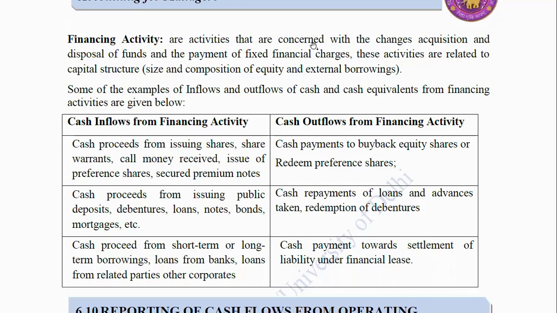Cash inflows from financing activity: cash proceeds from issuing shares, share warrants, call money received, issue of preference shares, secured premium notes, cash proceeds from issuing public deposits, debentures, loans, notes, bonds, mortgages, etc. Cash proceeds from short-term or long-term borrowings, loans from banks, loans from related parties or other corporates.